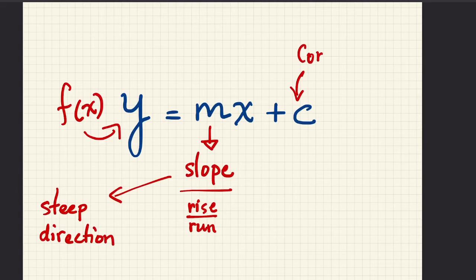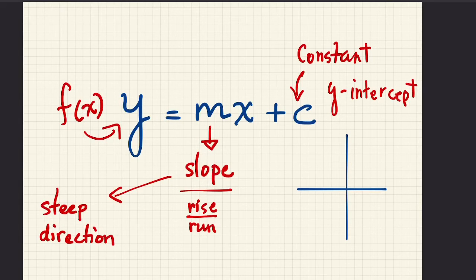C is the constant. And the constant is also the same as the y-intercept. So if you have the graph, and you're looking at the line, and where the line intersects the y-axis over here, that is your y-intercept, and the y-intercept is also the constant.